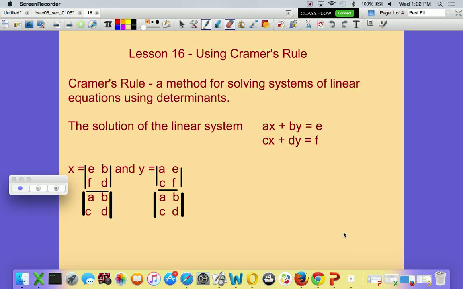Lesson 16 is about using what's called Cramer's rule today. In lesson 15, we solved linear system of equations by graphing them. Graphing has problems though because first of all, none of us like to graph.